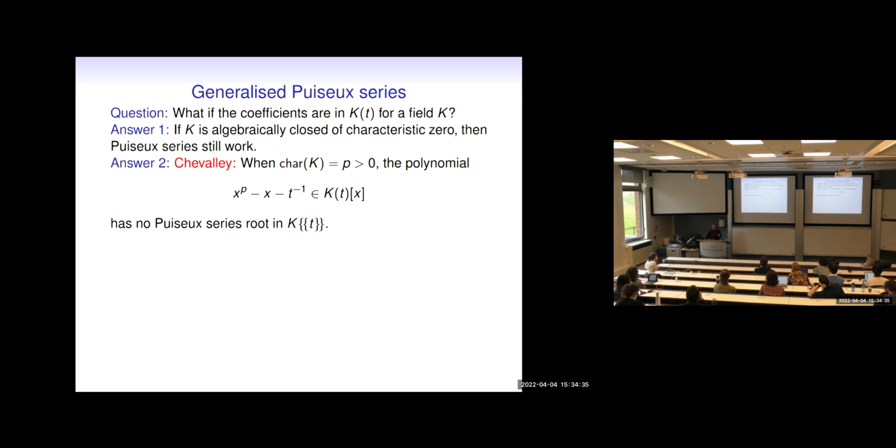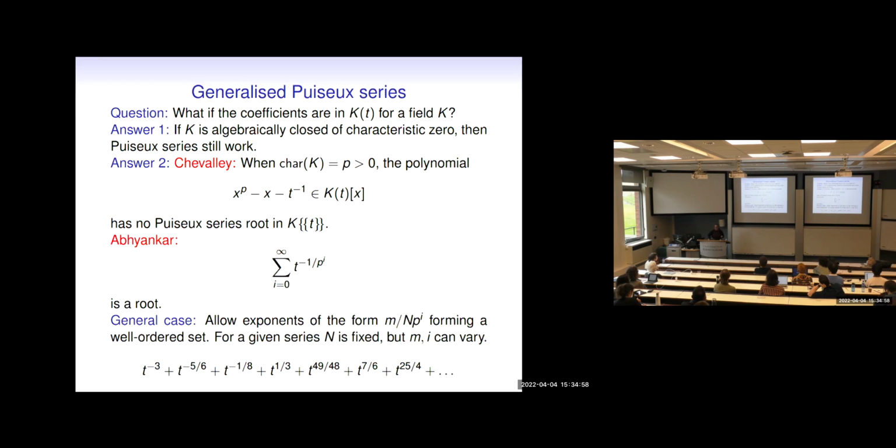However, Chevalley in the 50s pointed out that if we start with a field of characteristic p, then this Artin-Schreier polynomial has no root in the Puiseux series. So I can't solve things in the same way if my field has characteristic p.